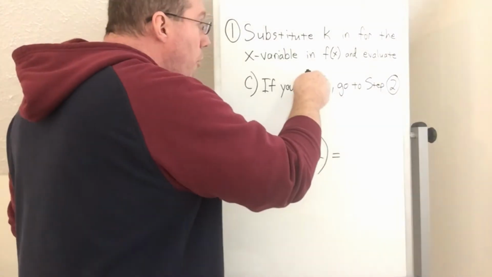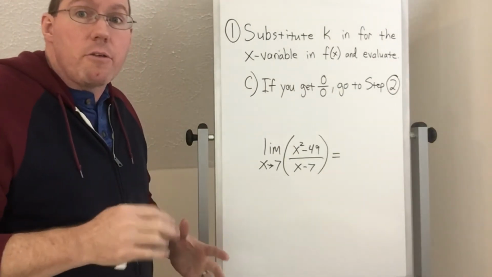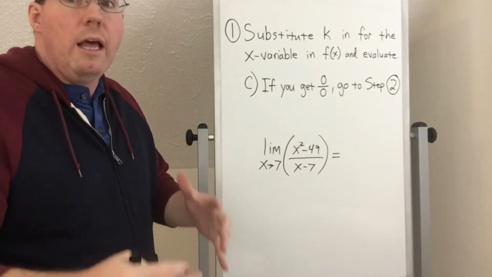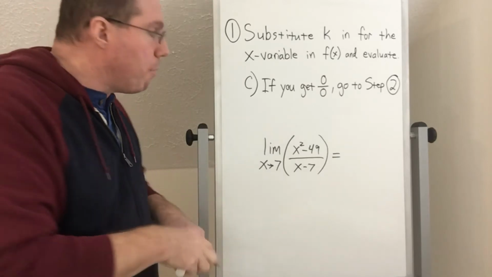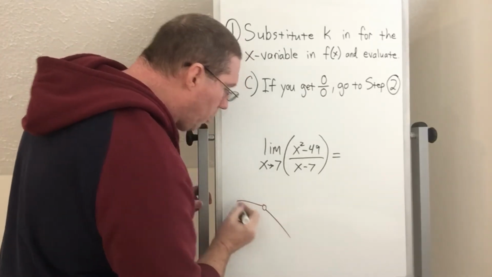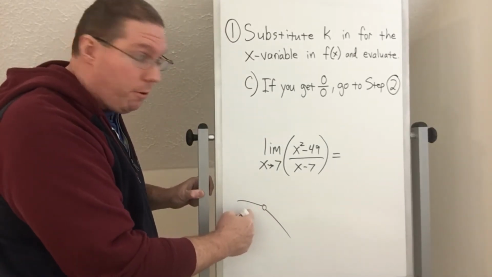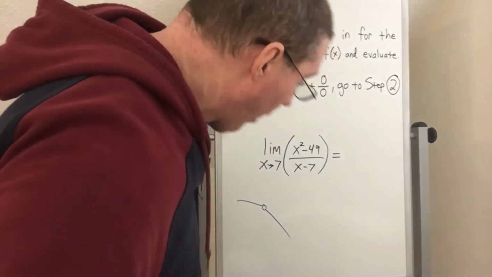Remember what we said when we reviewed holes? 0 over 0 indicates that there is a hole there in the function. And remember, when there is a hole in the function, as we just saw with the graphical limits, the limit can still exist. We can still have an output value even if there's a hole there, okay?